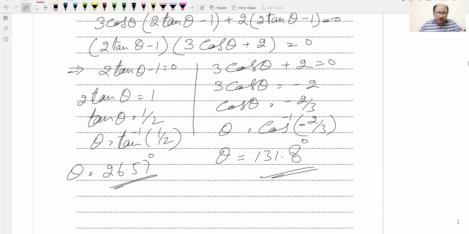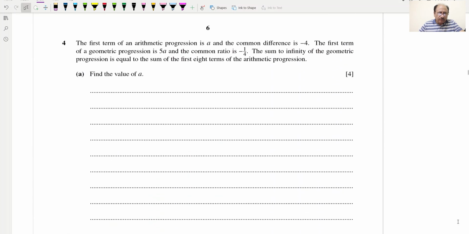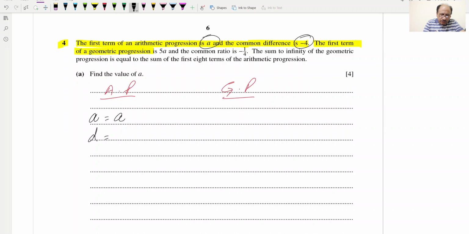Basically we can go ahead with the next question, question number 4. Question number 4 says the first term of an arithmetic progression is a and common difference is minus 4. The first term of a geometric progression. So we have an arithmetic progression and also a GP, geometric progression. In the arithmetic progression, the first term is a, so our a value is a, and the d value is minus 4. This is the given information we have copied.